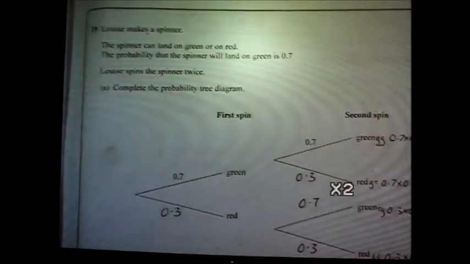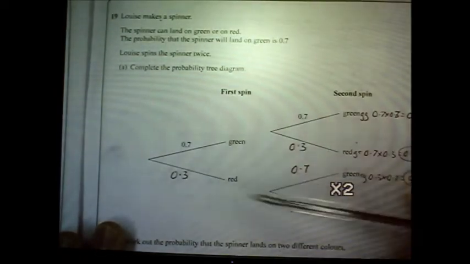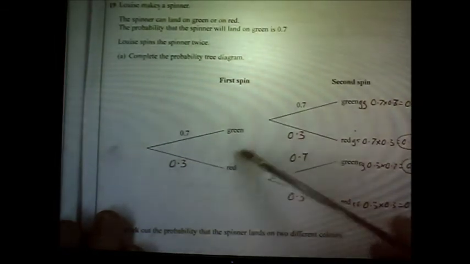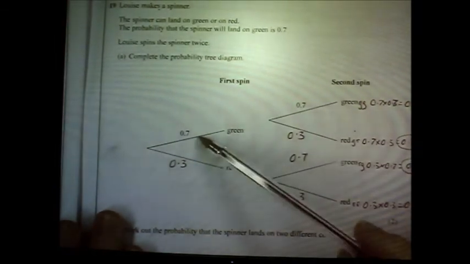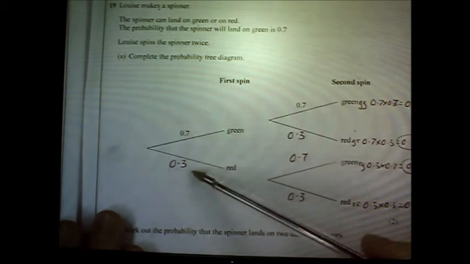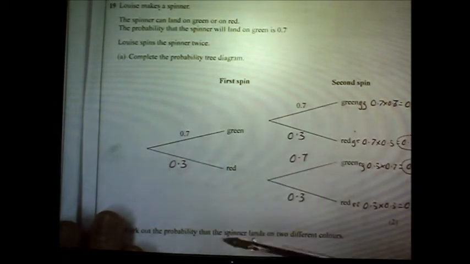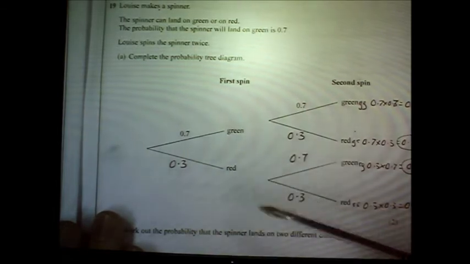This is probability trees, isn't it? When I look at these questions, I'll be honest, you don't even need to read what it's about. You just need to look at this, and you get 2 marks for filling these bits and pieces in. It's either green or red. So if it's green, it's 0.7. If it's red, it's 0.3. These two have to add up to 1. Because it's certain she'll spin a green or spin a red.